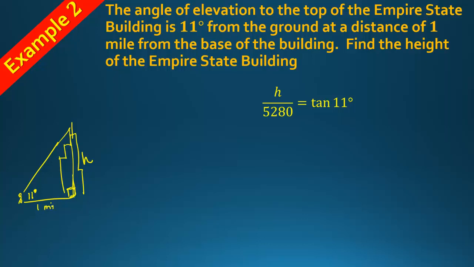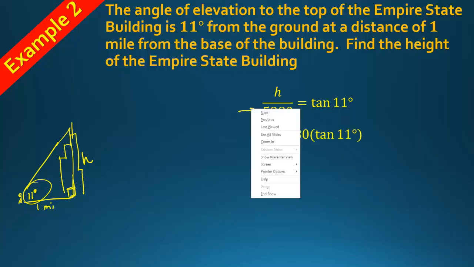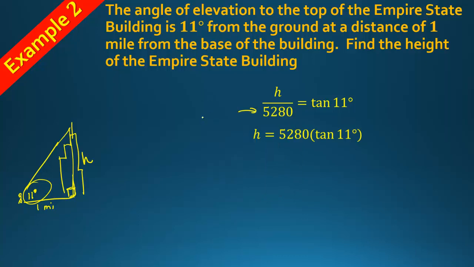Okay? Now, what am I given? I'm given the angle, so I'm going to use a trig function, and I'm given the adjacent to the angle, so I need something that has the adjacent and the opposite, which is tangent. So I use tangent of 11 degrees equals the opposite, which is what I'm trying to find, over the adjacent. Now again, I just want to find the opposite, the h. So I multiply both sides by 5280. By the way, that's how many feet are in a mile. Got that, feet in a mile, so that's where I got that number, because we said we were 1 mile from the base.